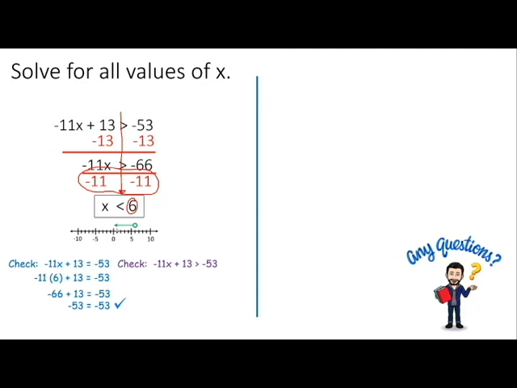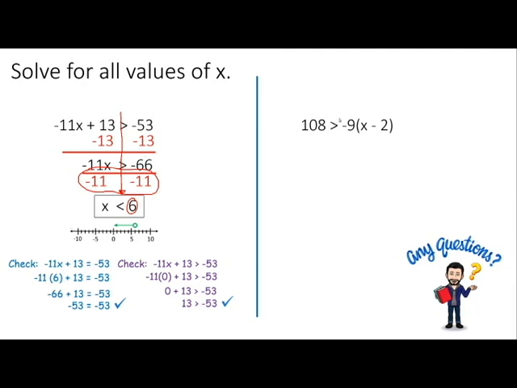And then I want to check to make sure my arrow is going the right direction. I can pick any number along that arrow. I picked a 0 because I thought it would be easy to compute with. And again, I get a true statement. 13 is bigger than negative 53, so I know my answers are correct. One last problem. Again, pause the video, try it on your own, and then watch me do it.